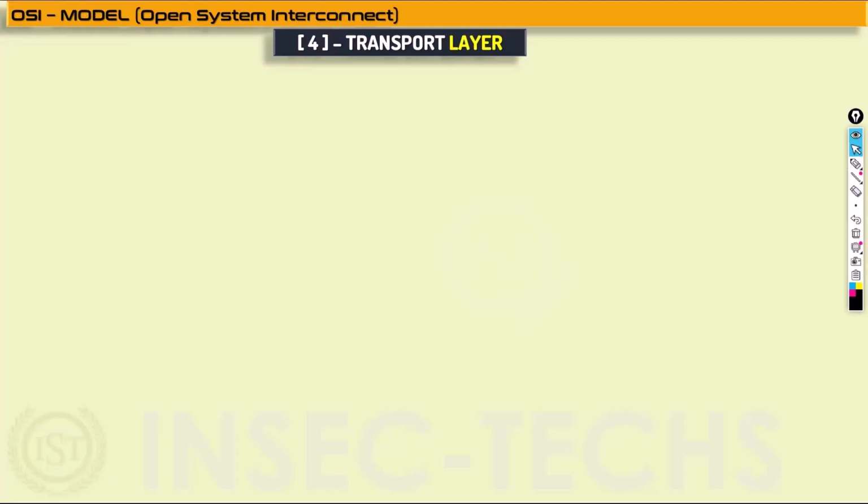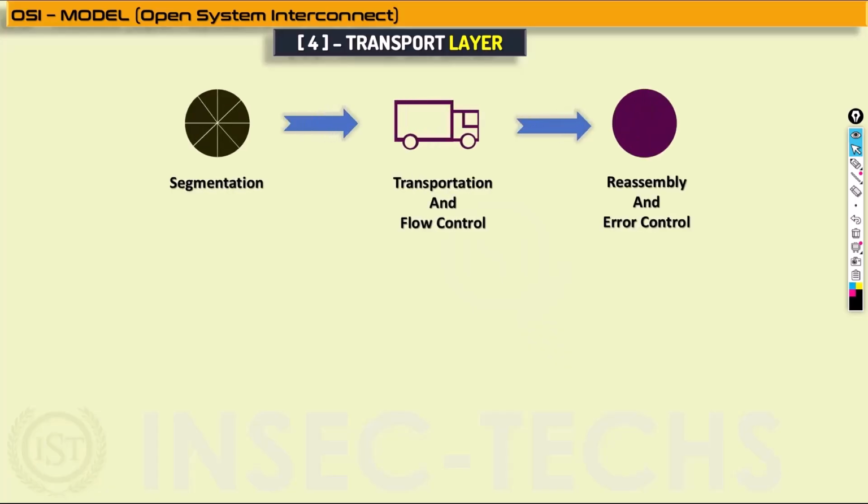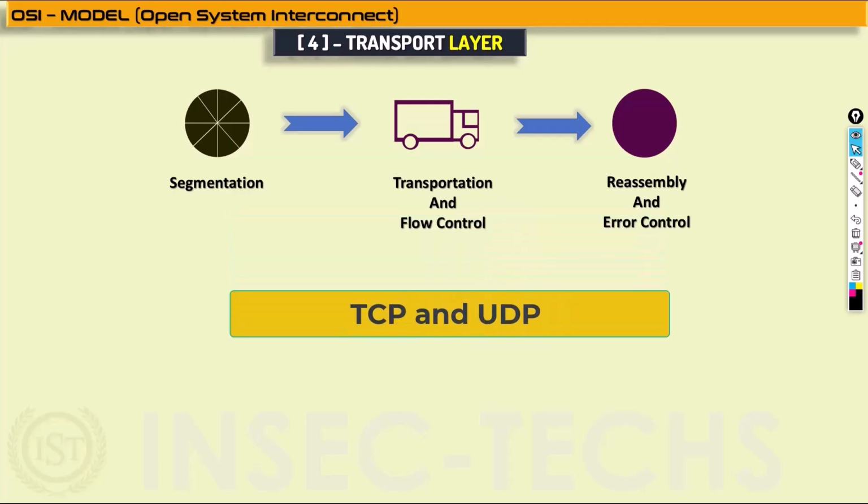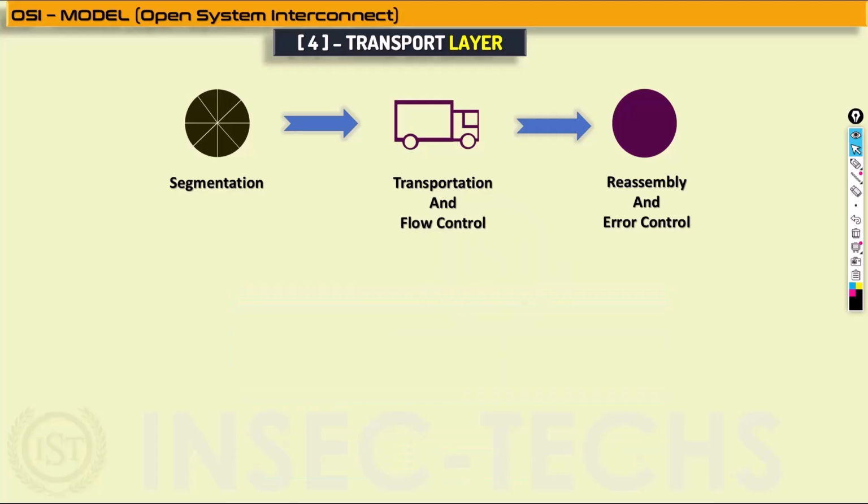Next, we have transport layer, which is often called the heart of OSI. And the primary functions of transport layer are segmentation, transportation and flow control, reassembly and error control. The protocols that work over here are TCP and UDP. We are going to learn about TCP and UDP headers in the next class. And the reliability of the data communications is done by these functions, which are segmentation, flow control and error control.